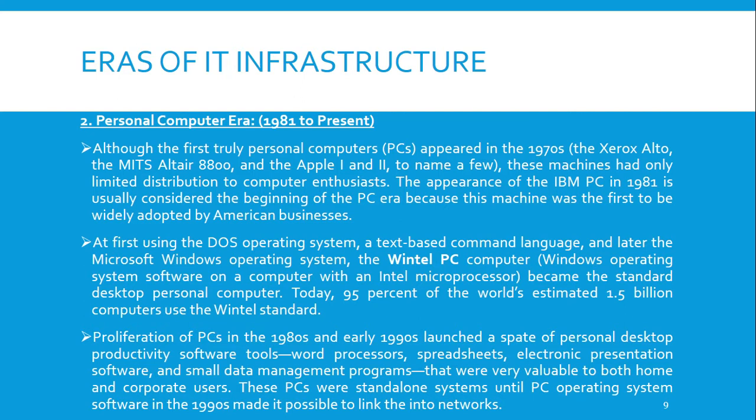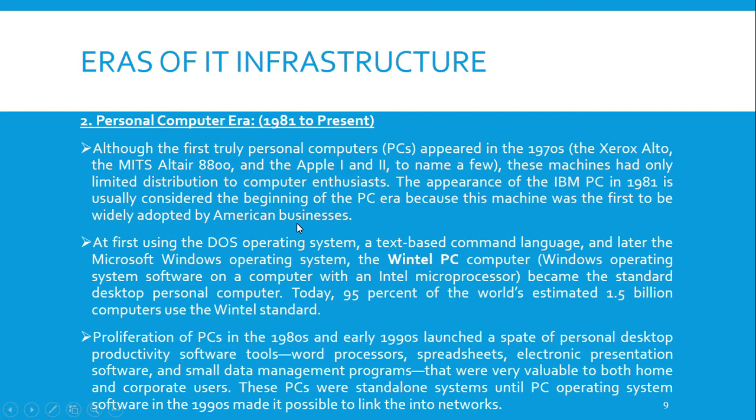And then, although the first truly personal computers appeared in the 1970s, which were the Xerox Alto, the MITS Altair 8800, and the Apple 1 and 2, to name a few, these machines had only limited distribution to computer enthusiasts. The appearance of the IBM PC in 1981 is usually considered the beginning of the PC era because this machine was the first to be widely adopted by American businesses.